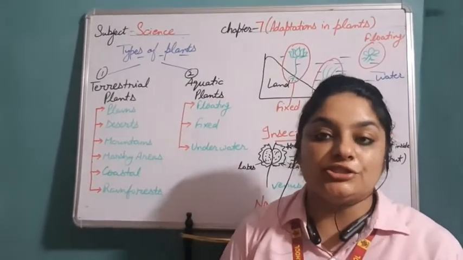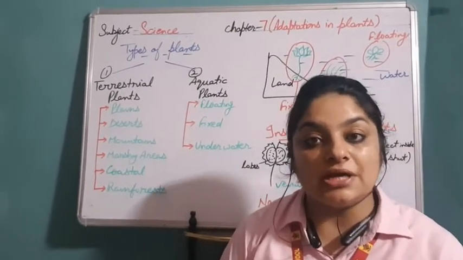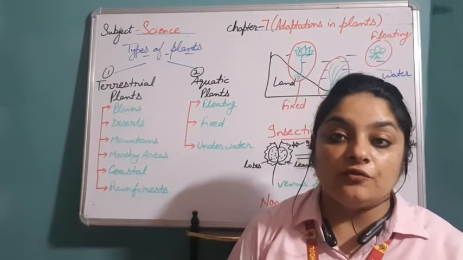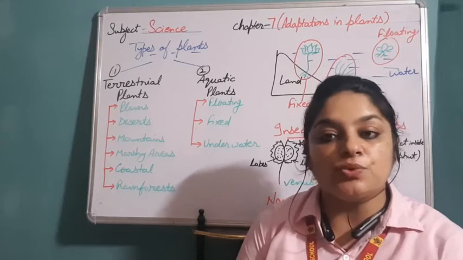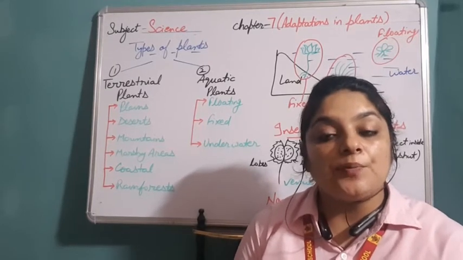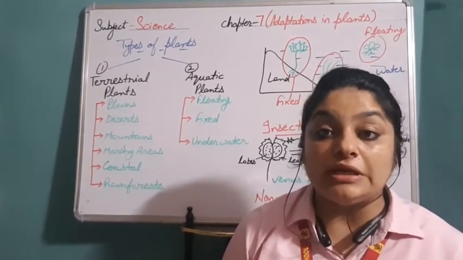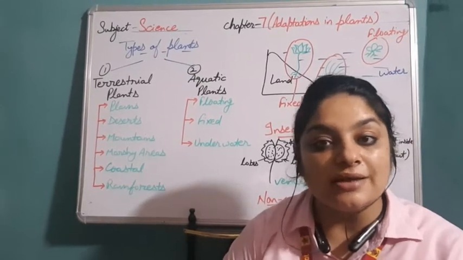Hello, so today's topic is for grade 4, that is adaptations in plants. First of all, two terms should be clear: habitat and adaptations. What is habitat? Simply the place where any organism naturally lives and reproduces, that is known as habitat.